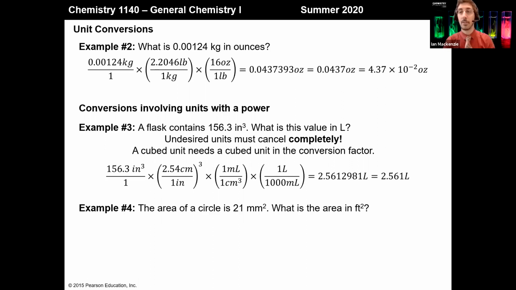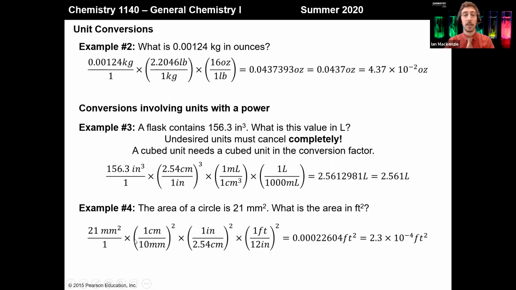Additionally, I can have cases where maybe my unit is squared. In this case, the area of a circle is 21 millimeters squared. What's that area in feet squared? Well, again, 21 millimeters squared. I start out with that value in the top left. I don't know a conversion between millimeters and feet. What I do know is that conversion between the English system and the metric system is primarily the inches to centimeters.